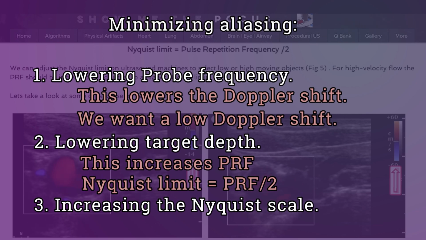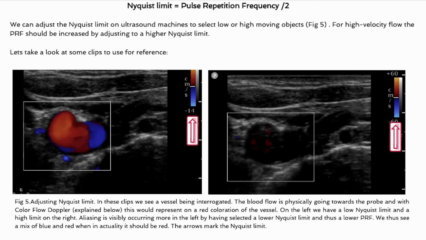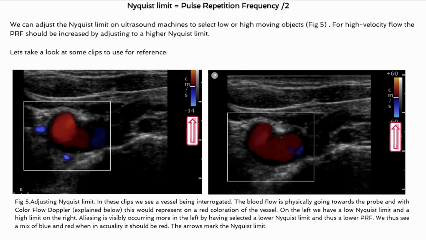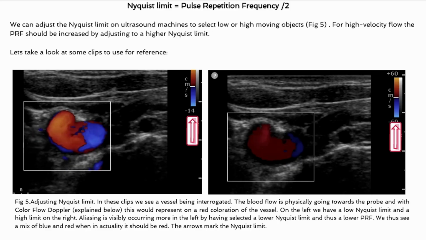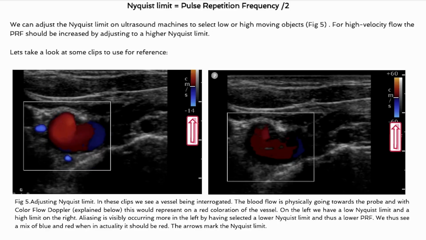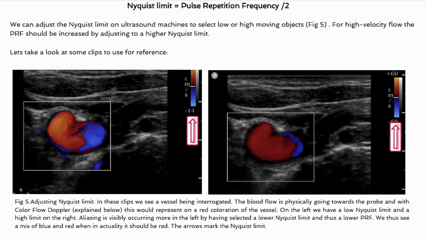How can we achieve this? Adjusting the Nyquist scale. We can adjust the Nyquist limit on ultrasound machines to select for low or high moving objects by changing the Nyquist scale. For high velocity flow, the pulse repetition frequency should be increased by adjusting to a higher Nyquist limit. Not all machines have this feature, particularly the portable machines.